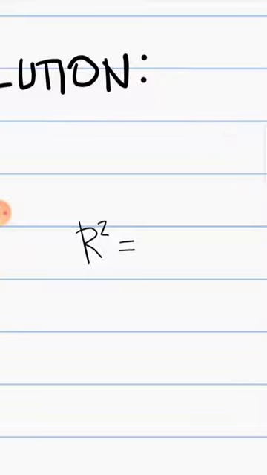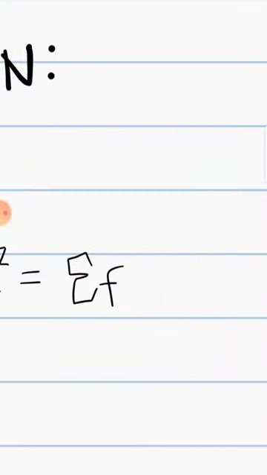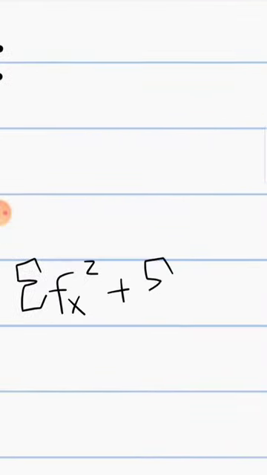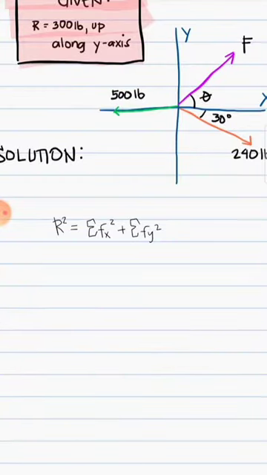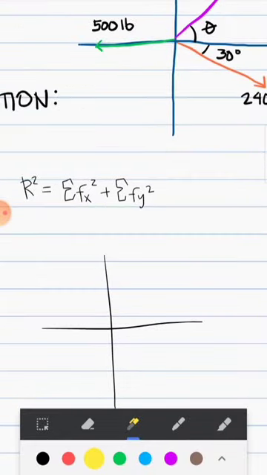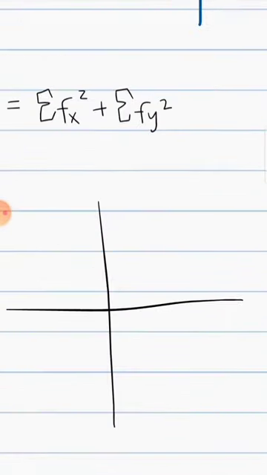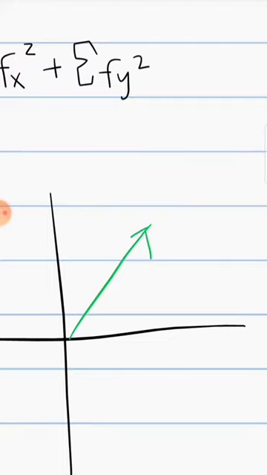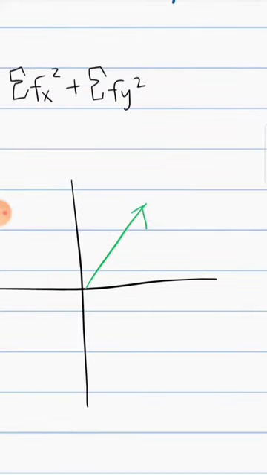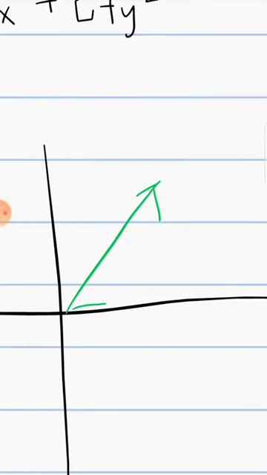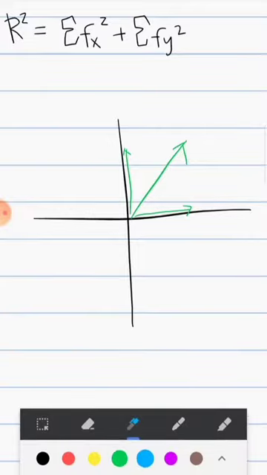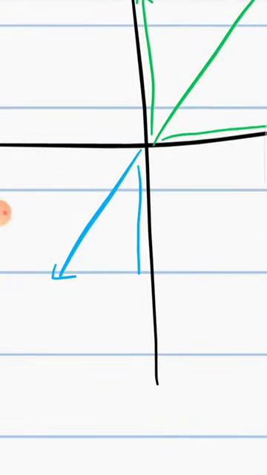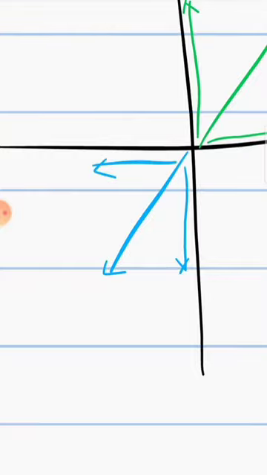R squared is equal to the sum of the forces in the x direction squared plus the sum of the forces in the y direction squared. This is in 2D, or the xy plane. What we commonly do is break down a force into its components with respect to the axes. For example, this green vector has a component with respect to this axis below. And if I have another force, let's say this blue one, it has components like this and like that.